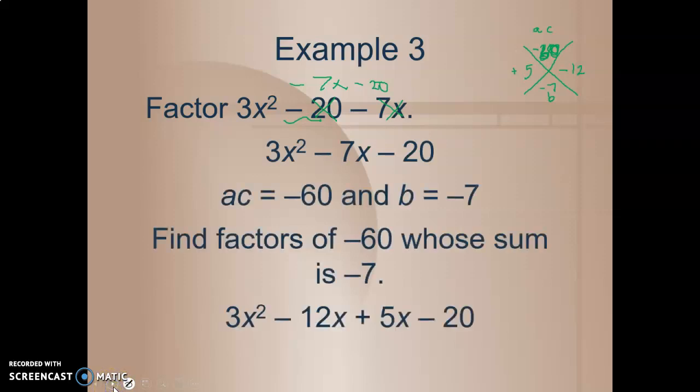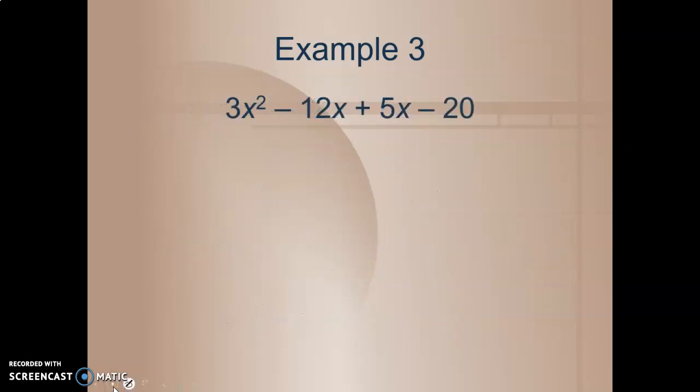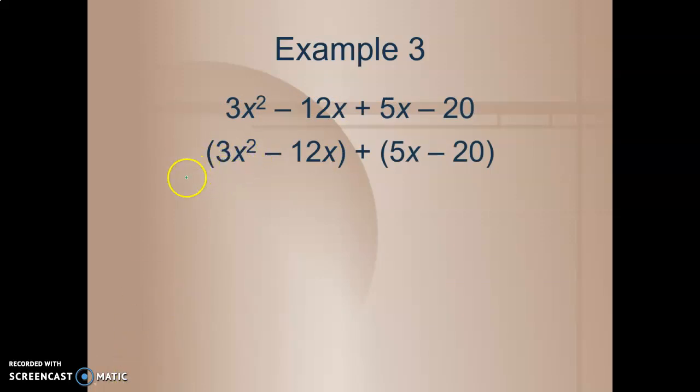There we go. Once we have done that, we can group and factor by grouping. Our greatest common factor for 3x squared is actually 3x, so we're going to write that, pull that out here. And our greatest common factor of 5x and negative 20 is 5. So let's see what that looks like once we factor that out.